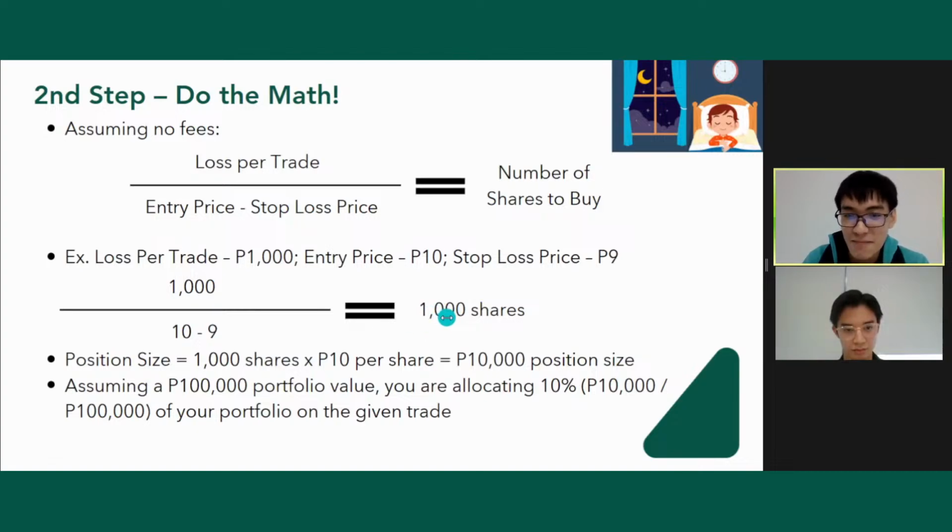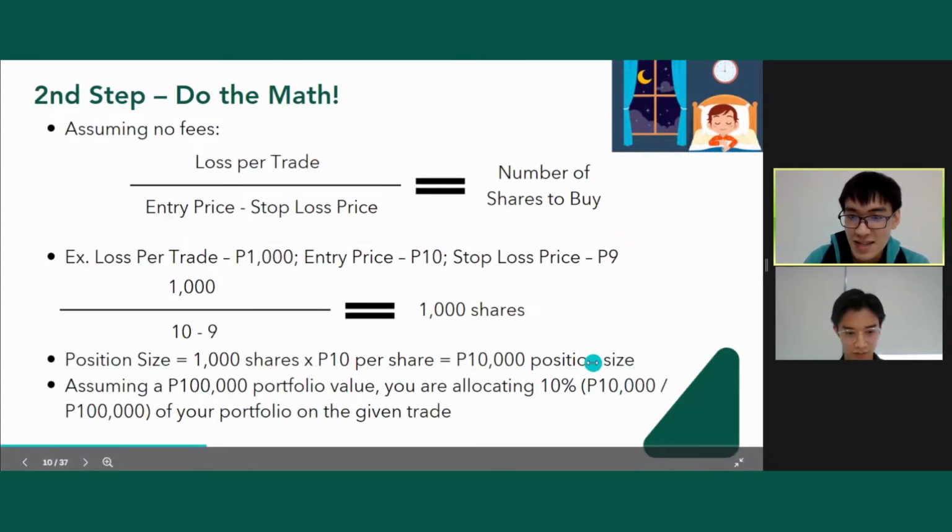So what is 1,000? That is the number of shares you should be buying at your entry price. So with 1,000 shares, you multiply that by your entry price. So your entry price is 10. So 1,000 shares times 10 pesos, your position size will be 10,000 pesos. Okay? So assuming that you have a 100,000 peso portfolio value, you are only allocating 10% of your whole portfolio on that trade. So where did you get 10%? You have 10,000, your position size, divided by your portfolio value, which is 100,000 pesos.